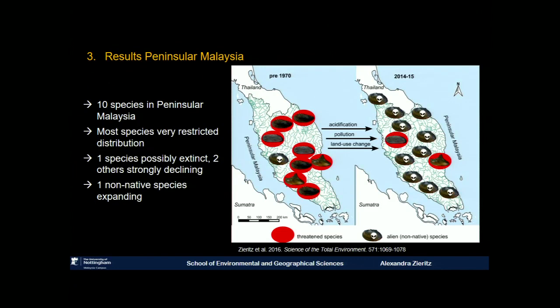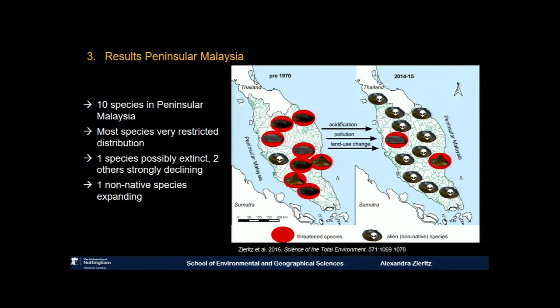This is just one summary of my Peninsula Malaysia data set, which is already published. For here, we sampled about 160 sites. We found 10 species, 9 of them native, 1 non-native. 3 of them have really declined, obviously. So this is the situation before the 1970s, and this is the situation in 2015. This is the non-native species, which is spread everywhere.